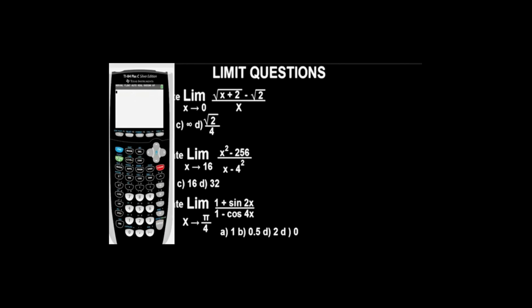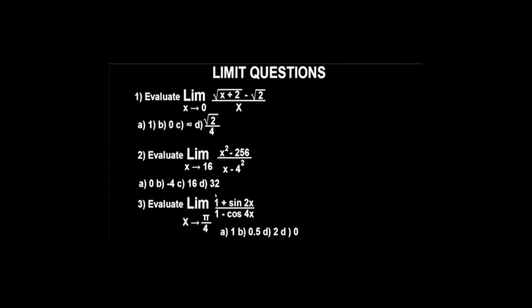So we bring out the fraction button, alpha, trace button. Press this, then press 1. Okay, so we have x squared minus 256 over x minus 4 squared. All right, so that's it, guys. We are good to go. Let's press enter now. So we have 32 as the answer, which is option D.